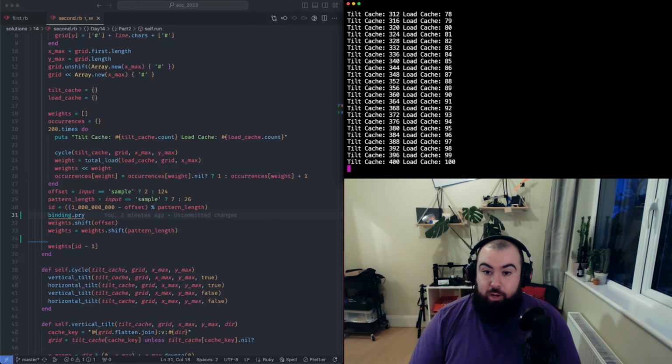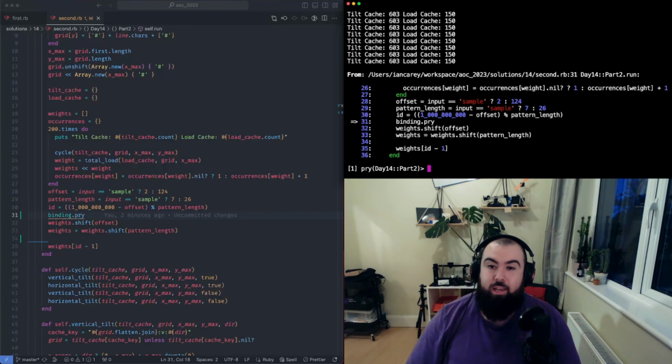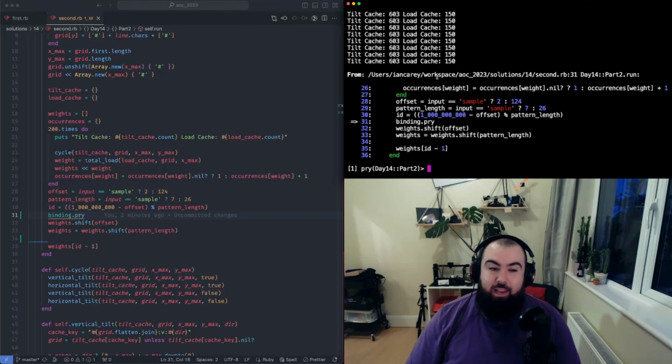So for my input, you see it's running much longer before it hits a point, and it has hit that point, which is here. So it's somewhere around 125. It is, in my case, 125.